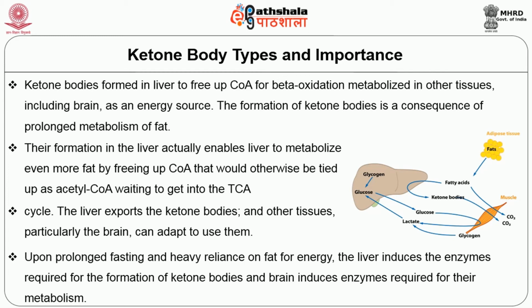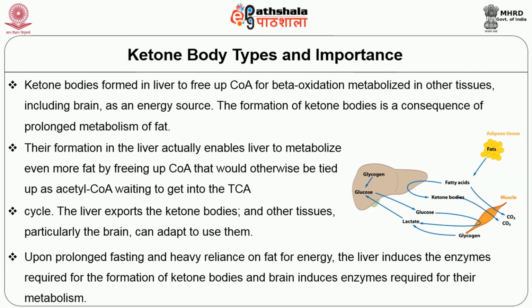The ketone bodies are formed in liver to free up the acetyl-CoA for beta oxidation, and are metabolized in other tissues including brain as an energy source. The formation of ketone bodies is a consequence of prolonged metabolism of fat. When does it happen? Let us assume that there is a starvation situation. There is going to be a prolonged metabolism of fat. The fatty acids are going to be oxidized for generating energy equivalents and reserves.